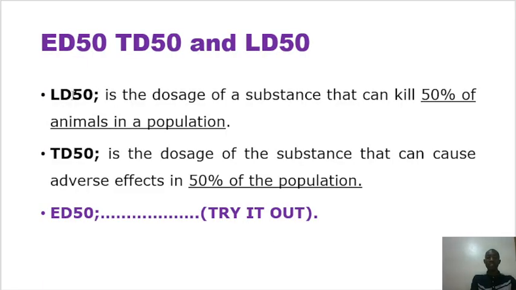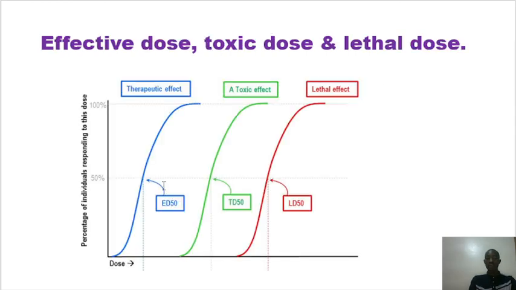So we define LD50 as the dosage of a substance that can kill 50% of the animals in a population. Then TD50 is the dosage of the substance that can cause an effect in 50% of the population. We end up with such a graph for a particular substance, at the ED, TD, and LD. So you can determine ED, TD, and LD at 50%. You plot, then you have 50%. Now you come and see what is the ED at 50% for that graph. Then on the graph of toxic, you can come and determine the TD at 50.